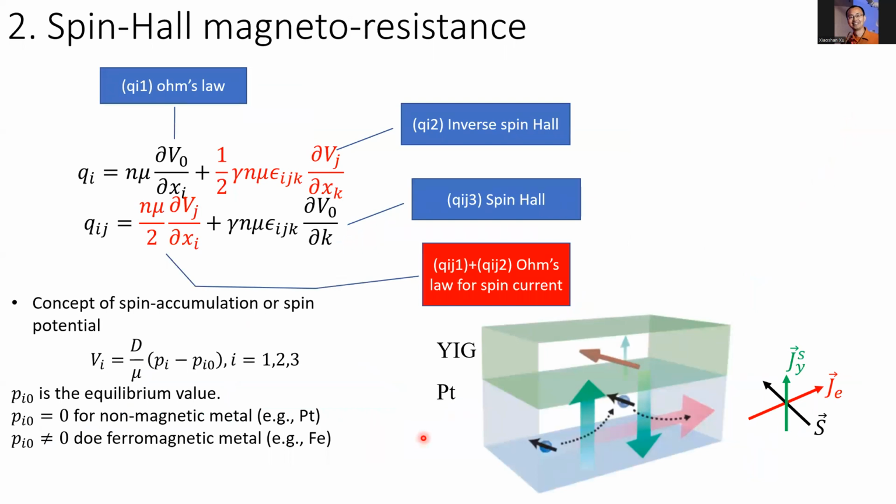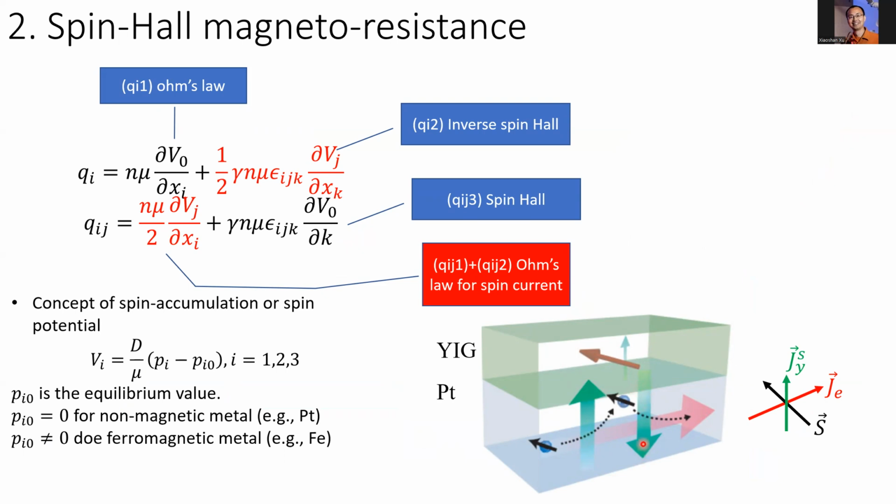Second is something related to spin Hall effect called spin Hall magneto-resistance. So this is not a bulk effect. This is an interfacial effect. If you look at this picture, basically, if you have a charge current flowing in this direction, then you generate spin current towards the interface, and that spin current gets reflected.